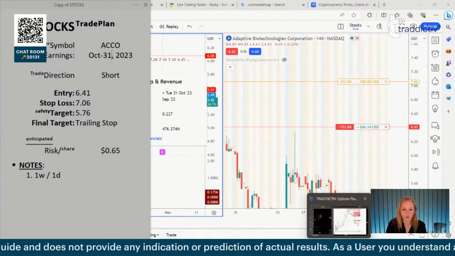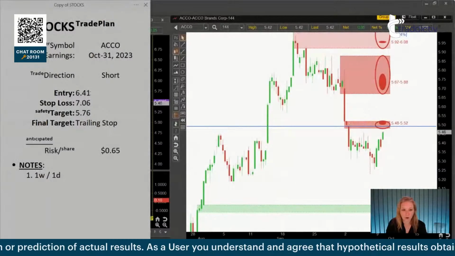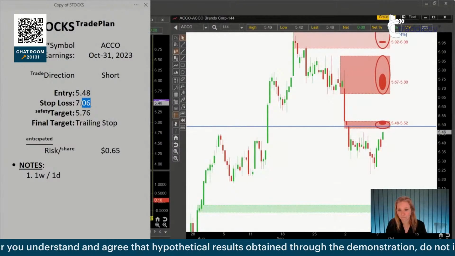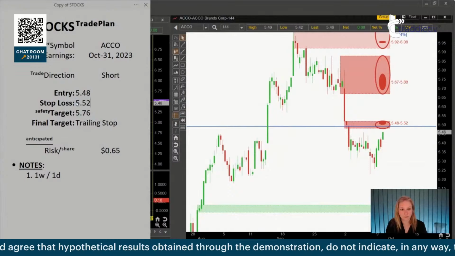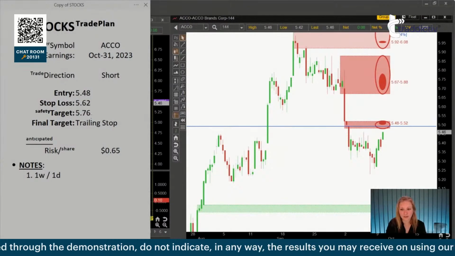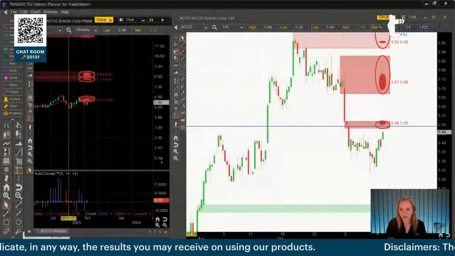Alrighty, so let's come back to top here and bring this back up. Right, so our entry is going to be 5.48. The stop loss is 5.52 plus 10 cents, 5.62. We'll figure out our safety target in a second. Our final target will be our closest green UFO.